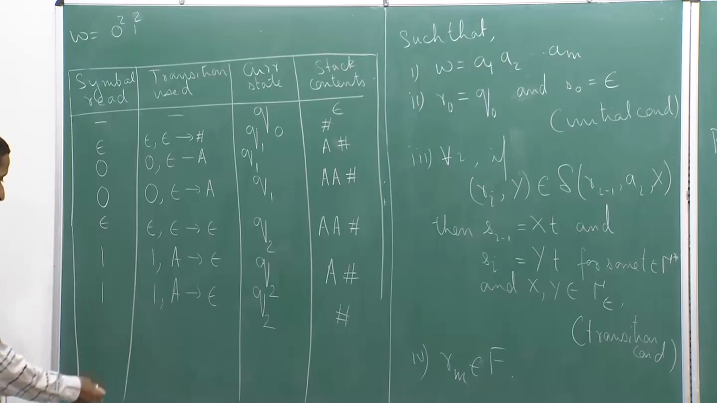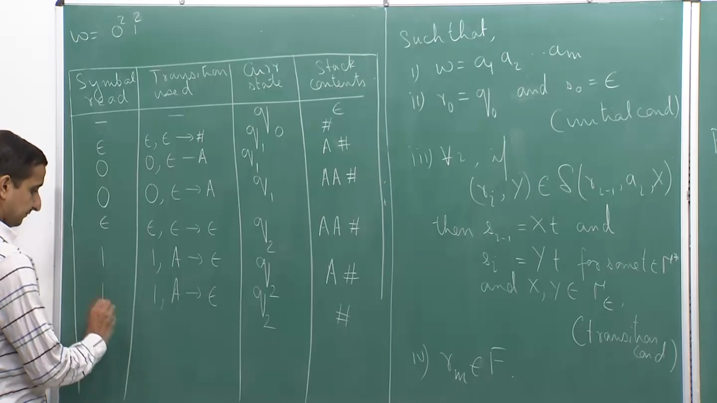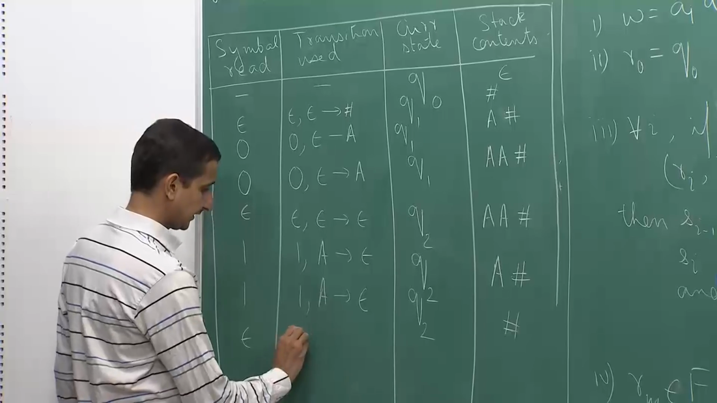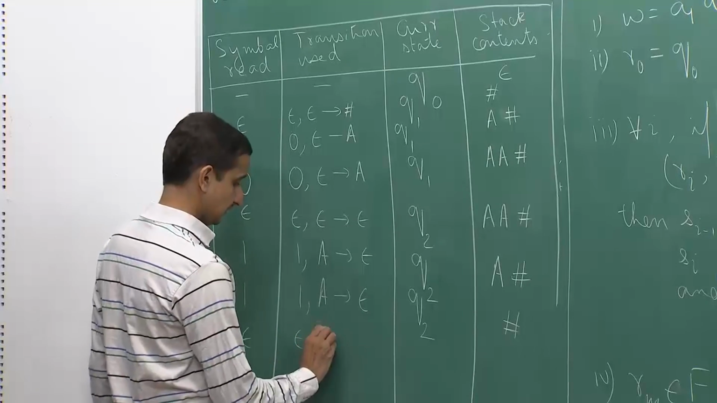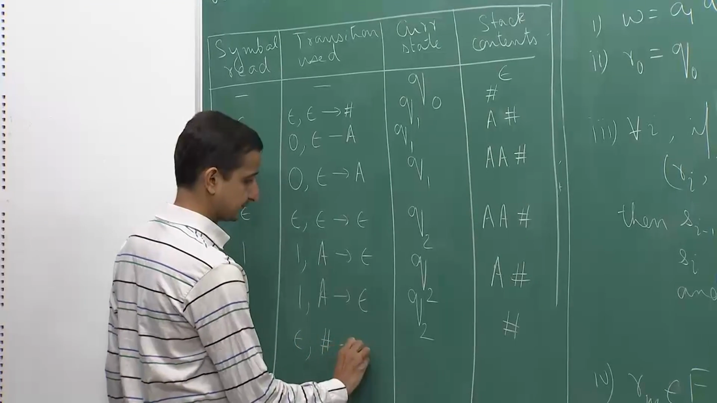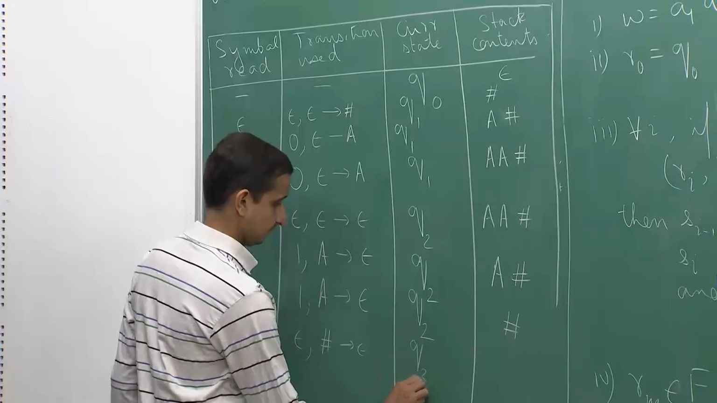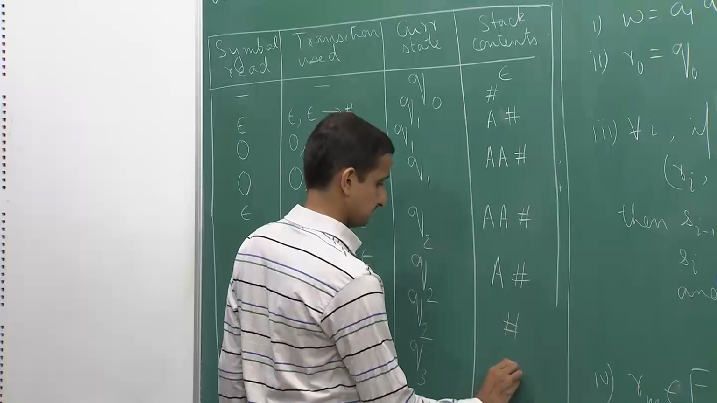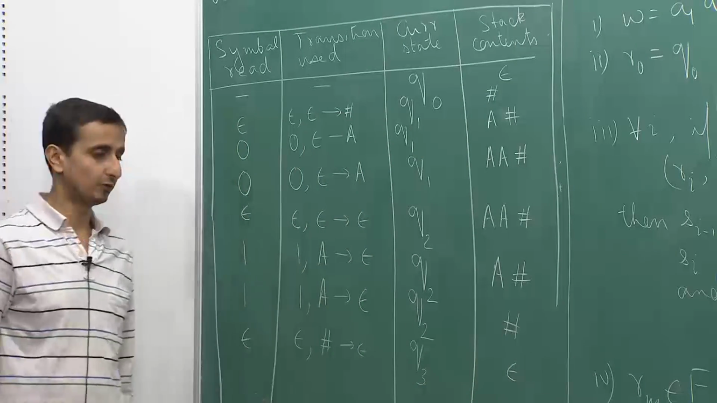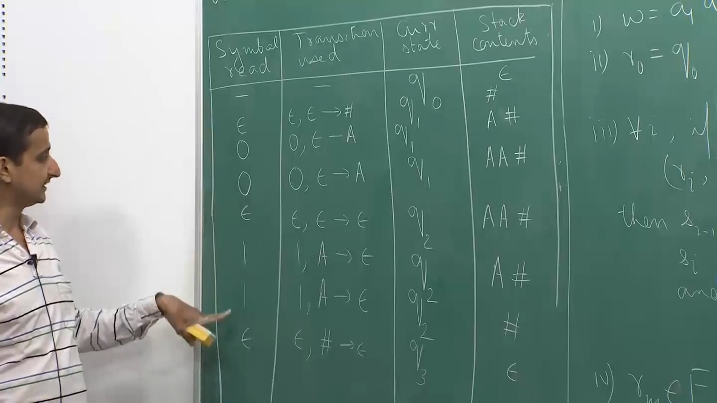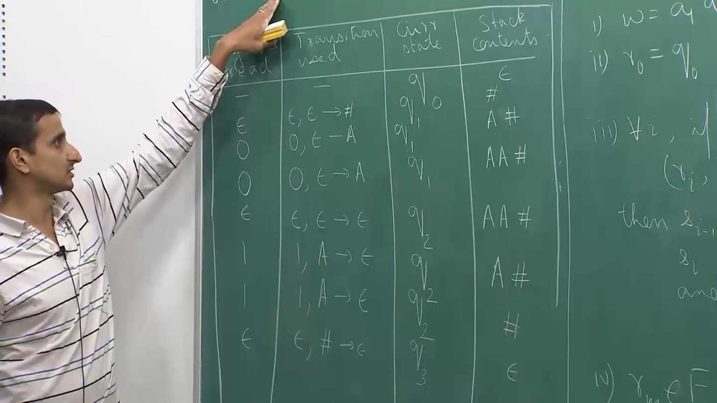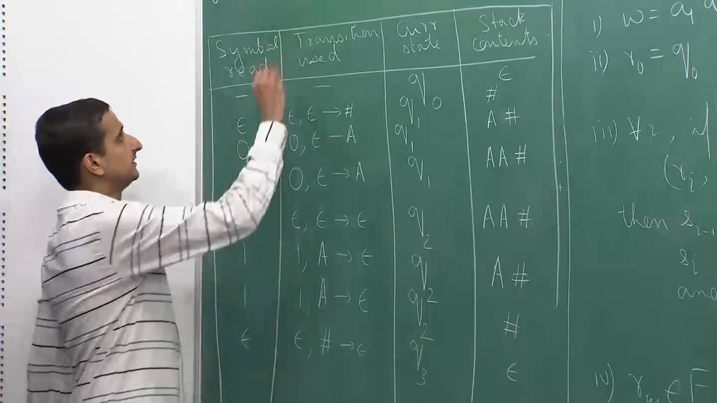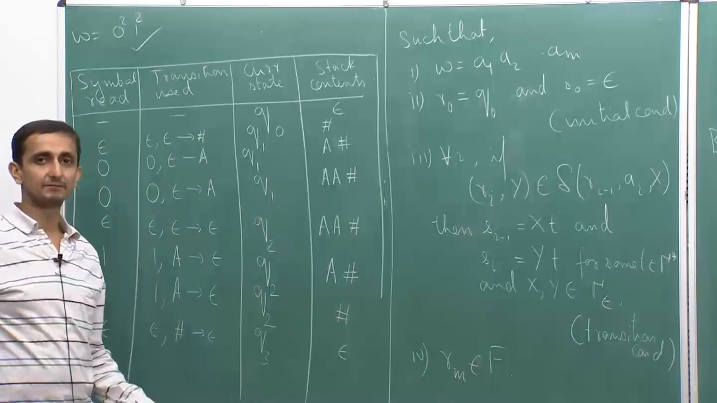Now, the ones are read. It can again, without reading an input symbol, use the transition epsilon, hash going to epsilon, move to the state Q3, and basically accept. If I concatenate all these, I get W, which is 0 square 1 square, which means that this string gets accepted.